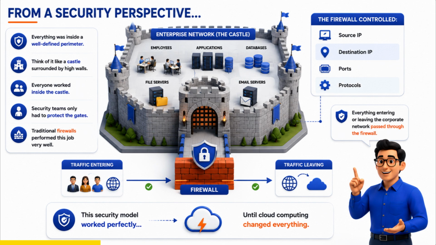From a security perspective, everything was inside a well-defined perimeter. Think of it like a castle surrounded by high walls. Everyone worked inside the castle. Security teams only had to protect the gates. Traditional firewalls performed this job very well. They controlled source IP, destination IP, ports, protocols. Everything entering or leaving the corporate network passed through the firewall. This security model worked perfectly until cloud computing changed everything.